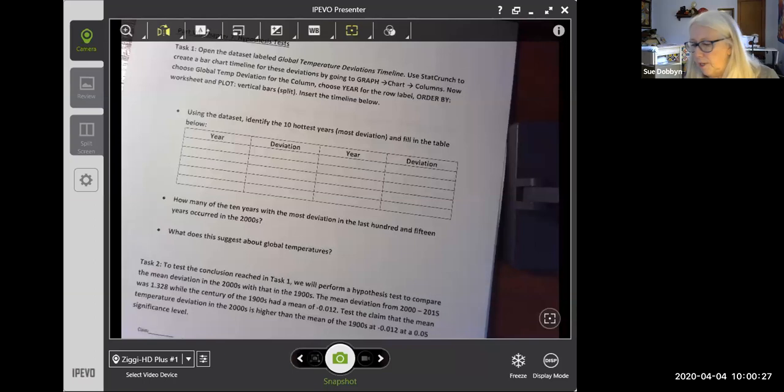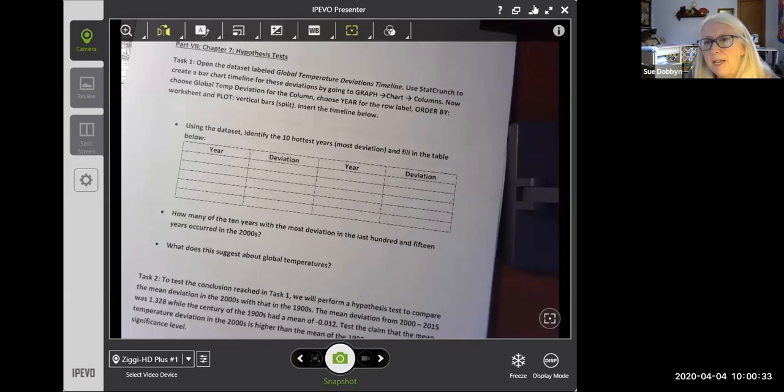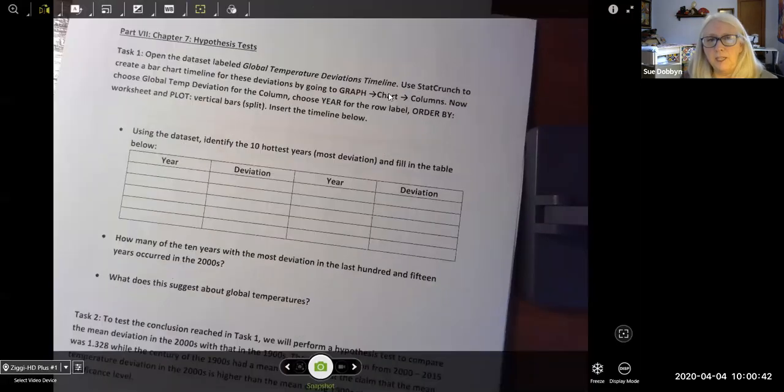So if we were in class together, I would actually make you do this first thing, which says open the data set labeled global temperature deviations. Use StatCrunch to create a bar chart timeline. However, because we do not have that luxury, I actually sent you a bar chart. Okay, so everybody should be able to open this in Word and insert the bar chart that I sent you right here. It looks like this.